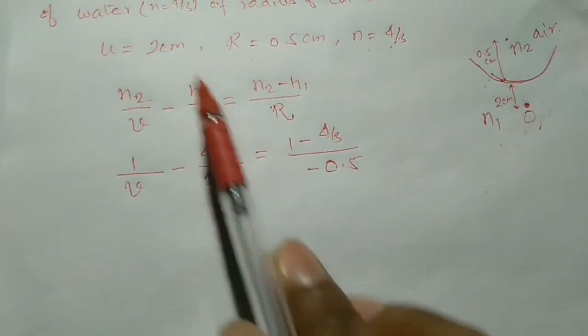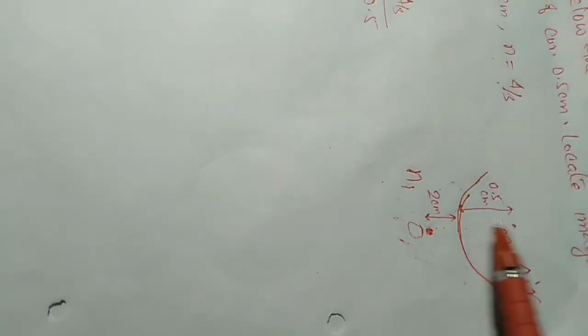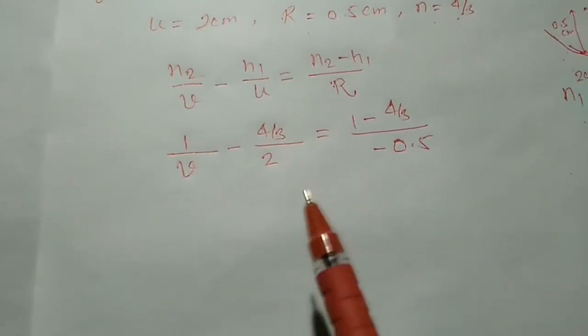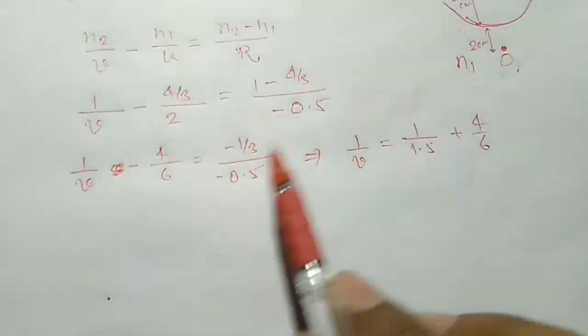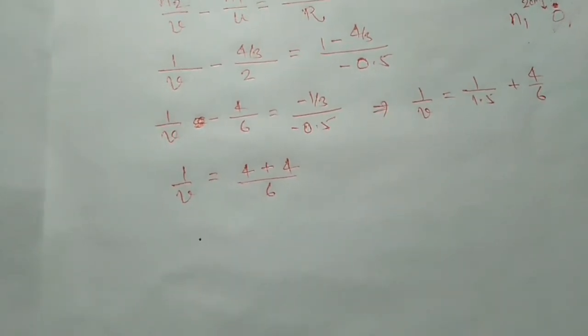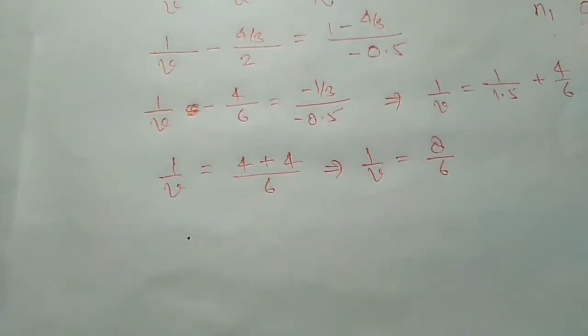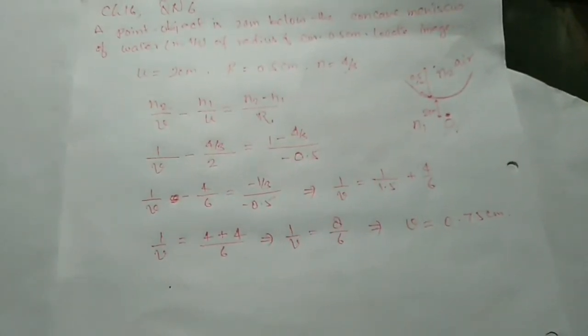Value of V we have to find, value of U is given, N2 minus N1 as it is, and negative, because if you can see for the convex surface the light is going from here to here, so this is in the right direction, so negative value. Hence this is, let's solve this. Taking this value on that side, on solving this, on taking LCM of this value, thereafter 1 by V is equal to 8/6, or V is equal to 0.75 centimeter. So this way we have solved the question.